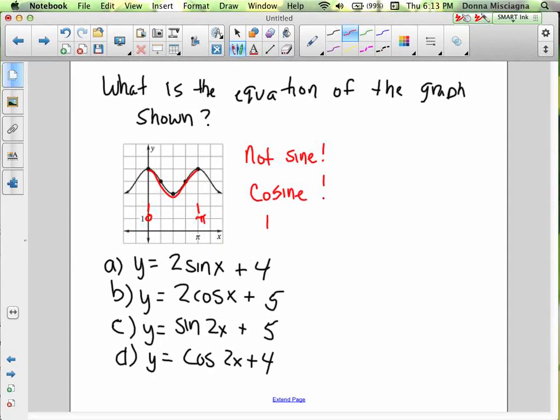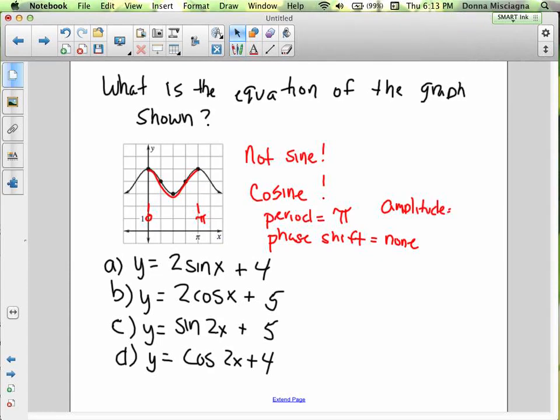The period is equal to pi. So now we're going to have to figure out, how do we get a period of pi? How about, and there's no phase shift, how about amplitude? Is there an amplitude change?